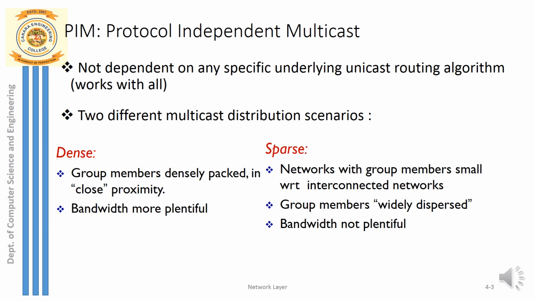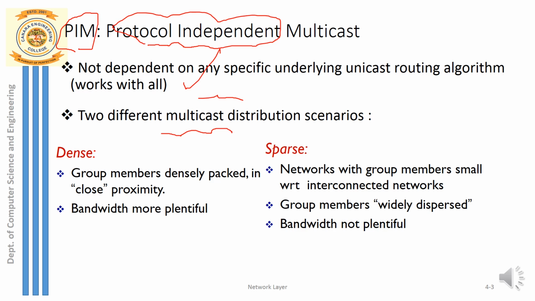We can just see here the concept of PIM. So what is PIM in multicasting? It is protocol independent multicast. As we already know, there is no protocol as such for multicasting, so you call it protocol independent. So it is not dependent on any routing algorithm as such. Okay, so here two different ways of multicast distribution are happening. So what are the two different ways? One is dense multicast distribution, and one more is sparse multicast distribution.